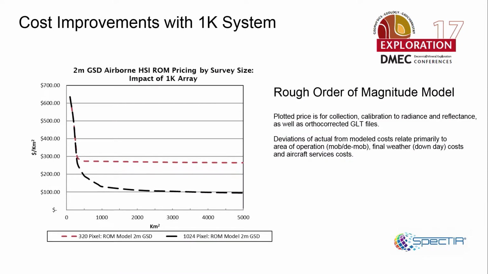And this is the one everybody wants to see. Spectir was kind enough to actually release this information. The floor for costs with the older arrays was just under $300 a square kilometer, assuming a 2 meter pixel on the ground. When you go to the wider swath width, the floor comes down to about 100. So you're looking at a 3 times improvement in the cost.